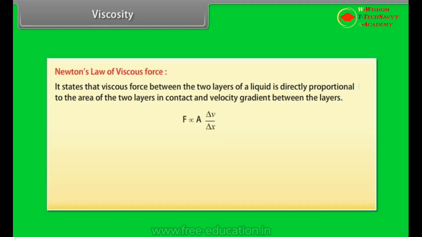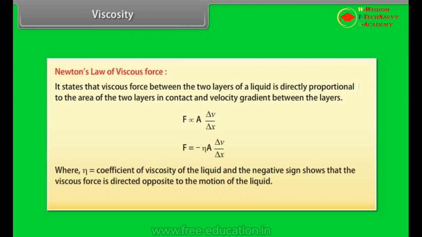F is directly proportional to A × delta v upon delta x. This equation can be written as F = −η A delta v upon delta x, where eta is the coefficient of viscosity of the liquid, and the negative sign shows that the viscous force is directed opposite to the motion of the liquid. Its dimensional formula is ML^-1 T^-1.